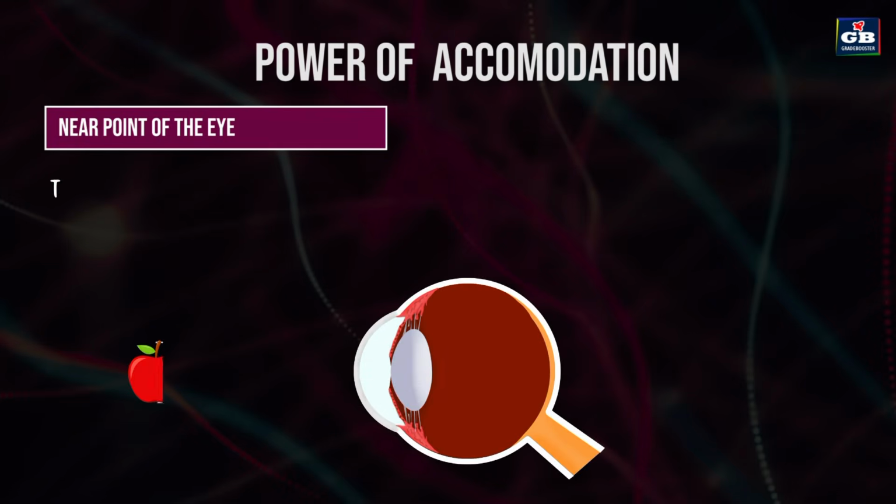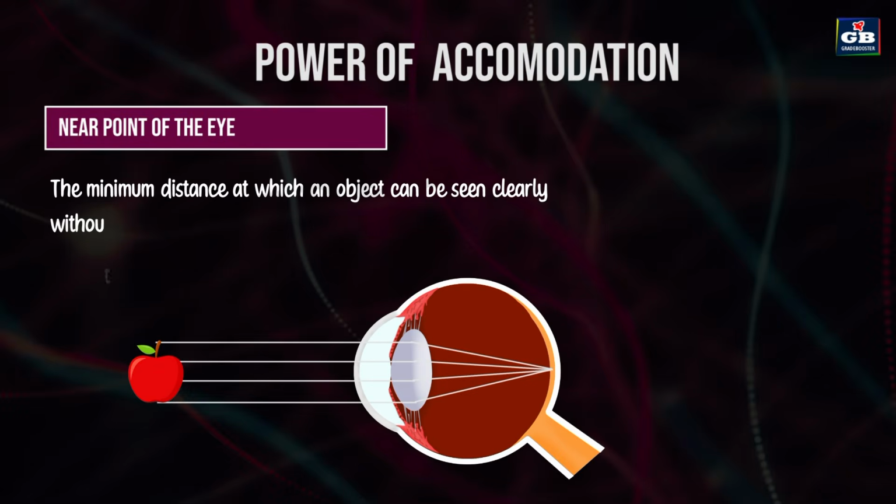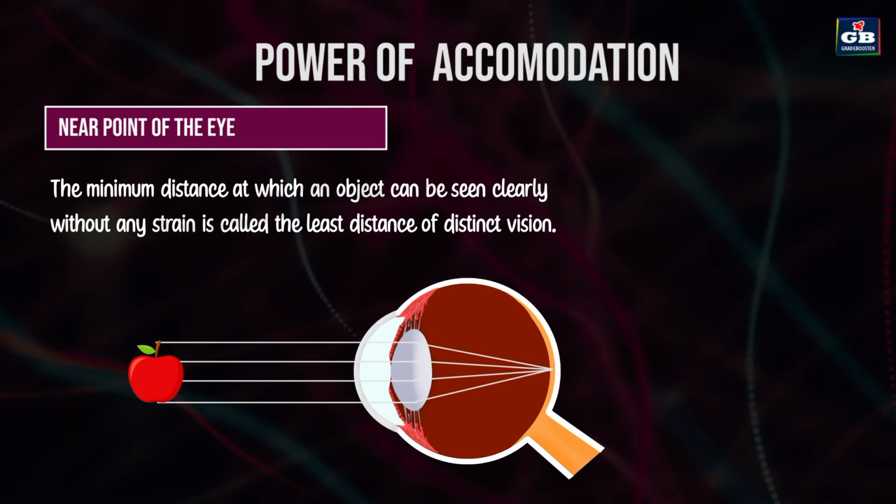Now, near point of the eye. The minimum distance at which an object can be seen clearly without any strain is called the least distance of distinct vision. That means you will be able to see your notes or textbook at some distance from your eye. If you bring your book close to the eyes, then your vision will be blurred and your eyes feel some strain. So the distance at which you can see clearly without any strain is the near point of the eye. The near point for a normal eye of an adult is about 25 centimeters.